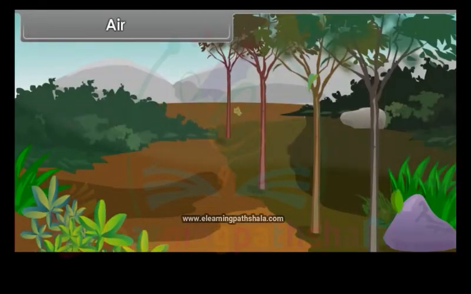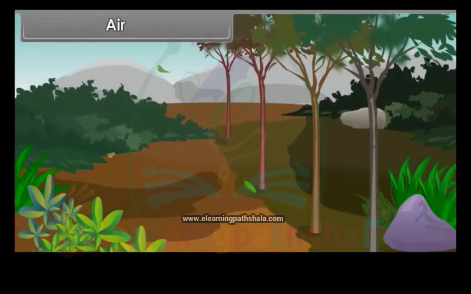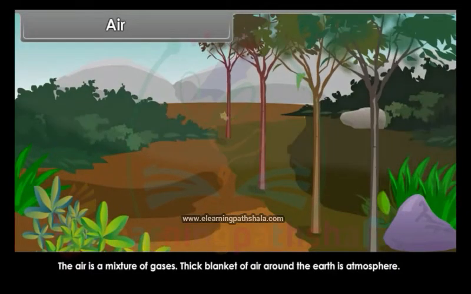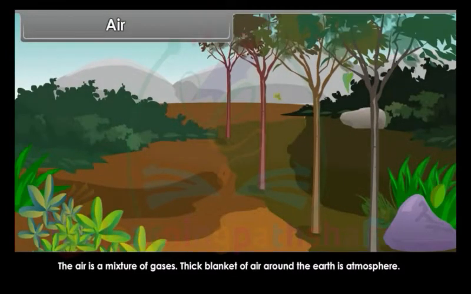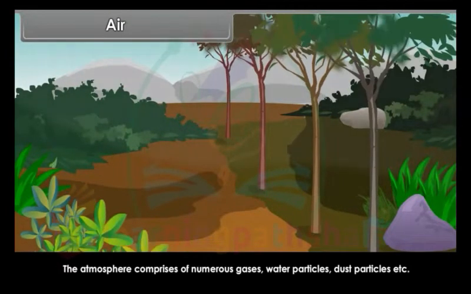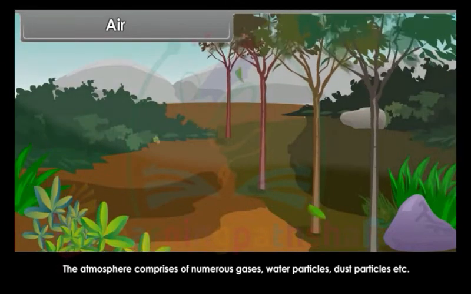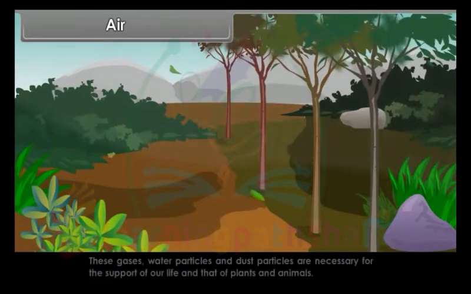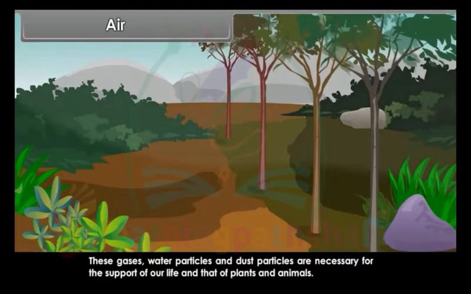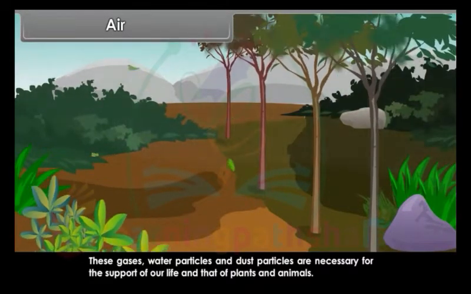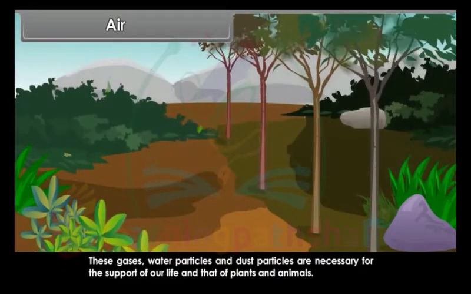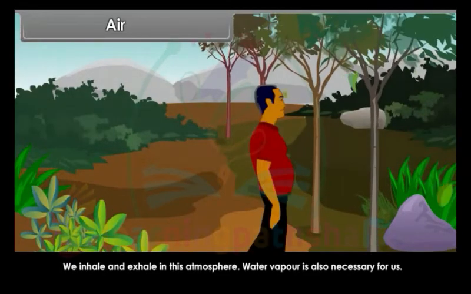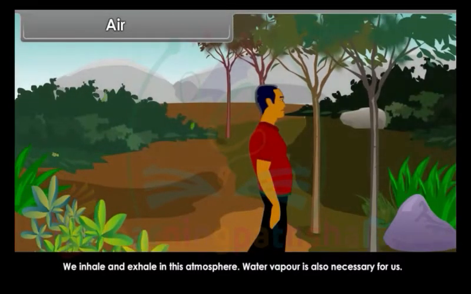Air. The air is a mixture of gases. Thick blanket of air around the earth is atmosphere. The atmosphere comprises of numerous gases, water particles, dust particles, etc. These gases, water particles and dust particles are necessary for the support of our life and that of plants and animals. We inhale and exhale in this atmosphere.